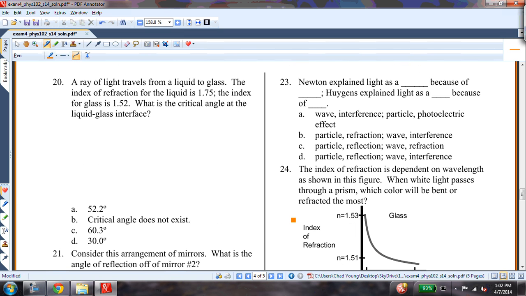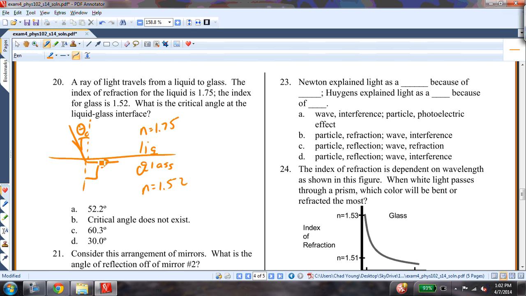Ray of light travels from liquid to glass. So my liquid is right here. My glass is right here. The index for here is 1.75, and the index for here is 1.52. And I want to know what is the critical angle. So what is the angle here that will cause this angle to be 90 degrees? What is the critical angle?